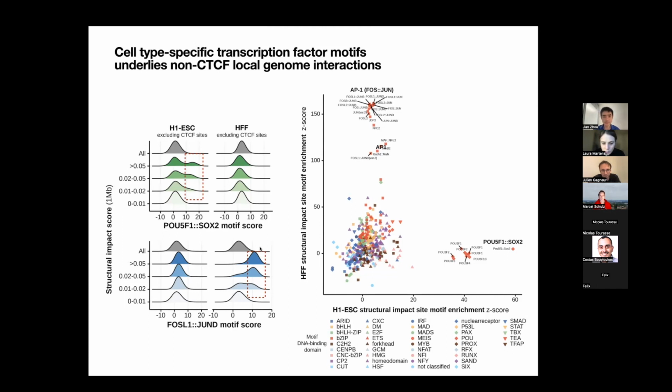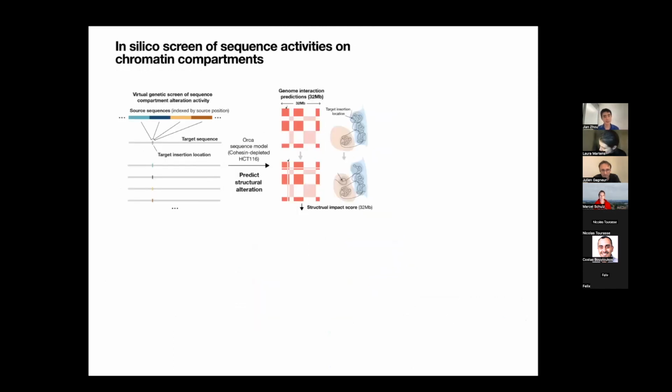And so if we move beyond the local scale and ask questions about what the sequence determinants of the chromatin compartment are, which is something that we know very little about. We do know that this chromatin compartment is dependent on gene expression, but at the sequence level, what really drives it is hard to study.